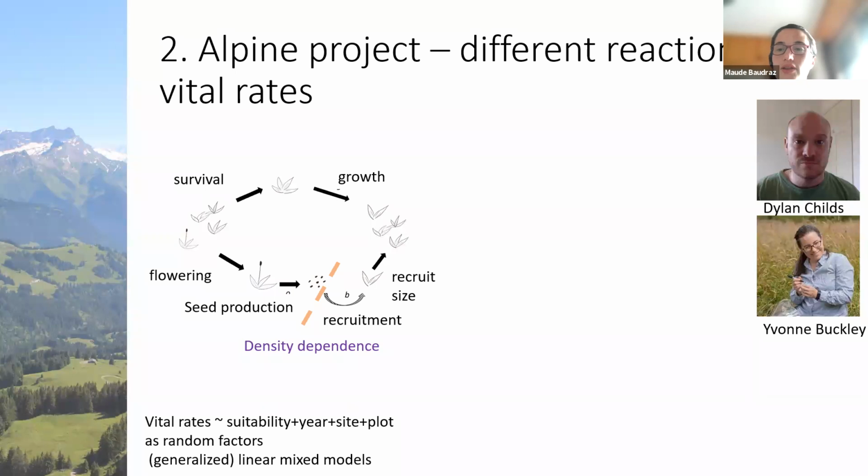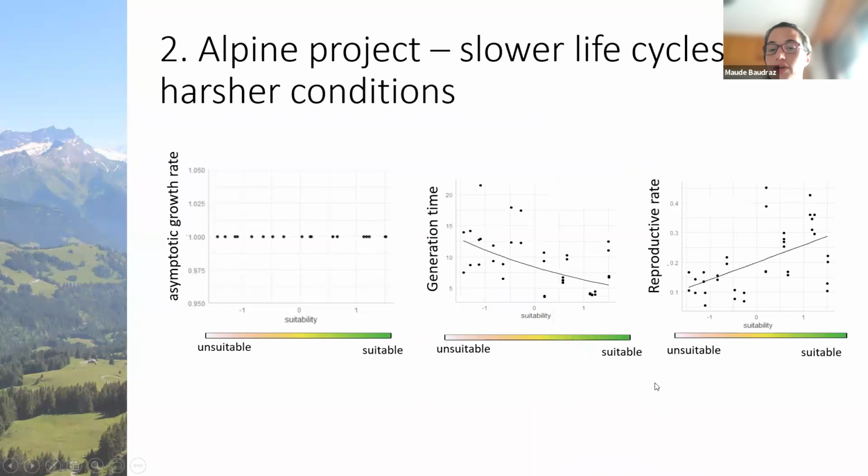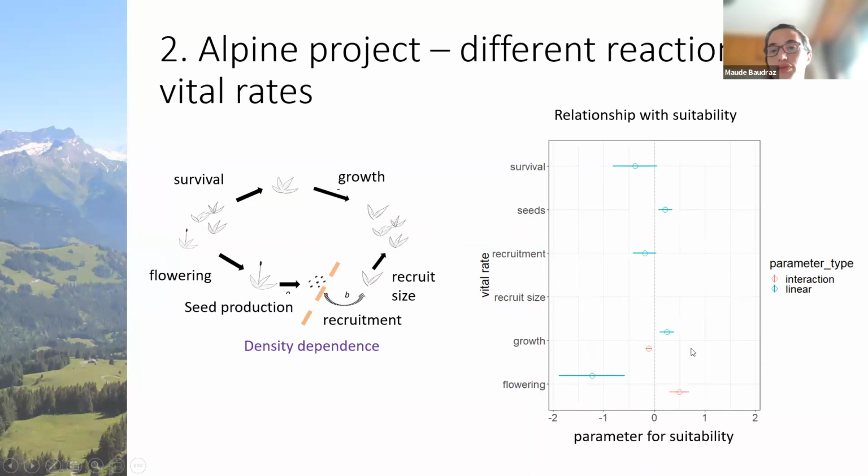In terms of effective suitability on the vital rates, this here is showing you the different vital rates as rows. And what you see here are the parameters for suitability in the models. So if it's lower than 0, it means that there's a negative relationship. And if it's higher than 0, it means that it's a positive relationship. I won't go into every single bit of detail, but what jumps to the eye is that we don't have either all positive relationships or all negative relationships. We have different vital rates that do react to the suitability gradients in different ways. Sorry, having opposite reactions.